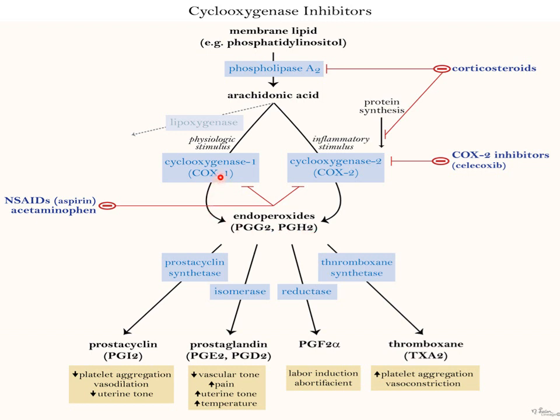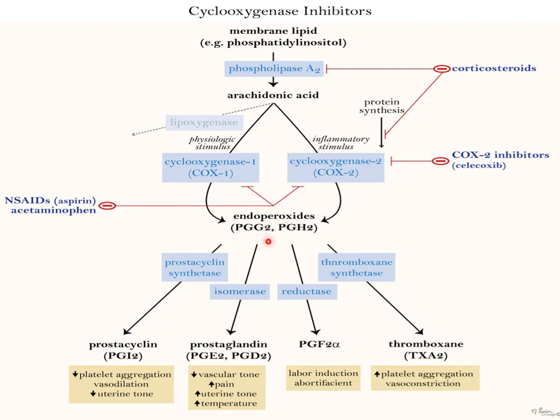So what is the difference between these two enzymes? COX-1 is normally synthesized in our body during physiologic stimulus. Whereas whenever we observe inflammation, nothing but in pathological conditions only, there is release of COX-2. And finally, there is a conversion of prostaglandin G2 and H2.